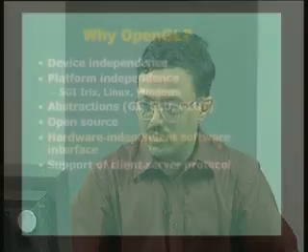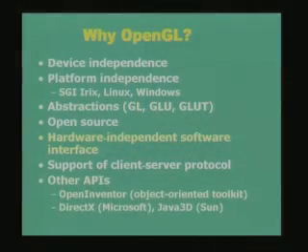So support of the client server protocol is one important point. The other point is that we have other application programmer interfaces like Open Inventor, also by SGI, which is an object oriented toolkit. You can also have DirectX of Microsoft and Java 3D of Sun Microsystems as alternatives to OpenGL, which make your life easy if required. These are all toolkits and software interfaces available to work along with OpenGL. You do not have to worry too much about interfacing DirectX or Java 3D with OpenGL, they mesh quite easily.